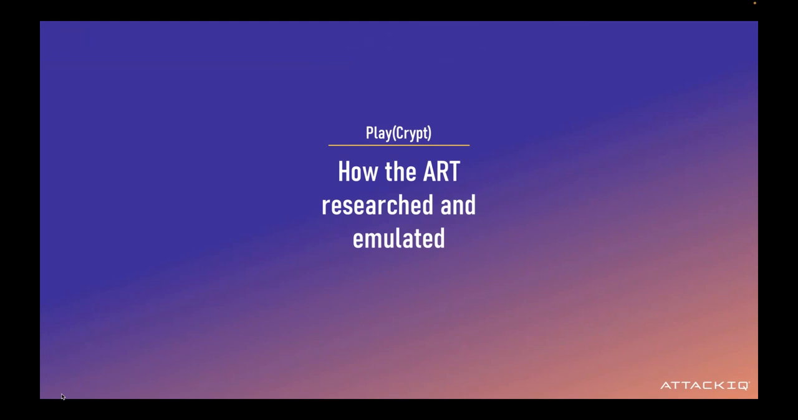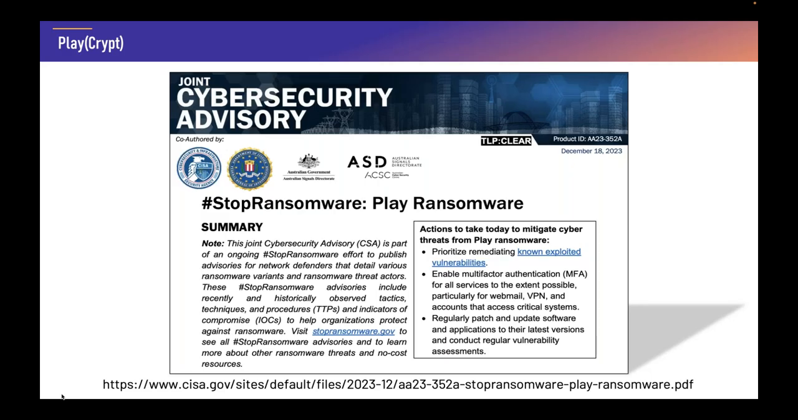So let's dive in and talk about Play, or PlayCrypt. On the 18th of December 2023, CISA released a CSA under alert ID AA23352A in relation to Play ransomware, also known as PlayCrypt. And naturally, AttackIQ's adversary research team jumped into action. This was the result of a joint collaboration between CISA, the FBI, and the Australian Signals Directorate's Australian Cyber Security Centre, or ACSC, based on their investigations as recent as October 2023.